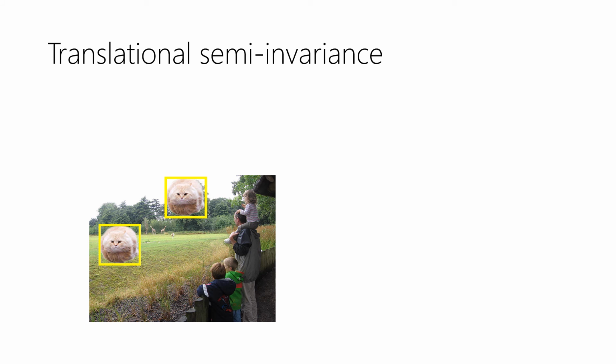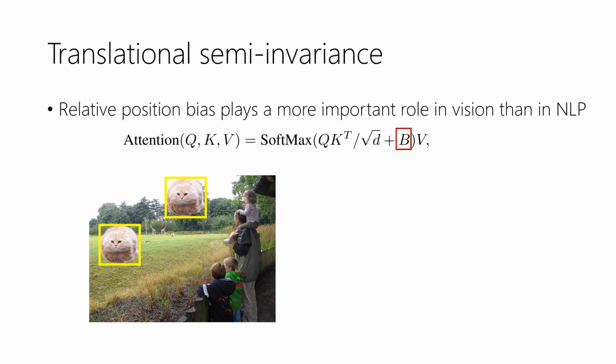The third good prior is called translational invariance. In computer vision, we expect a fat cat at an arbitrary location to be recognized as a fat cat. Moreover, relative position bias plays a more important role in vision than in NLP. We implement this prior by adding a bias term to the similarity computation.